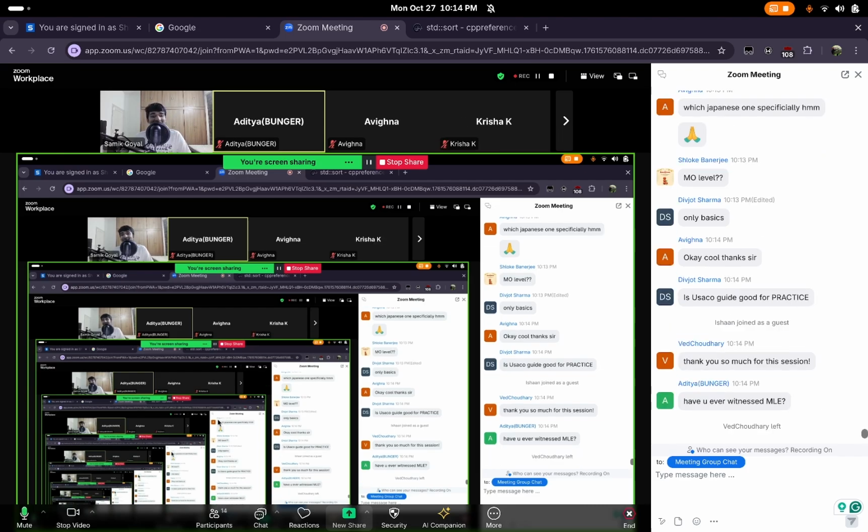Yes, I have witnessed MLE, although it is quite rare. Unless a problem is really built to make you optimize memory, you're never going to experience that. And there are not a lot of problems which try to actually test you on your memory. Most problems are trying to test your speed only.